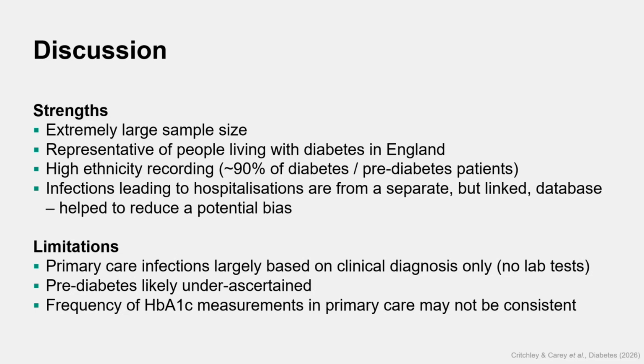For primary care infections, this is largely clinical based without laboratory confirmation, unlike in hospitals. Pre-diabetes is often now screened for in people above the age of 40, but it's likely to be underascertained. There are probably quite a lot of people in the population who have not yet been diagnosed with pre-diabetes.